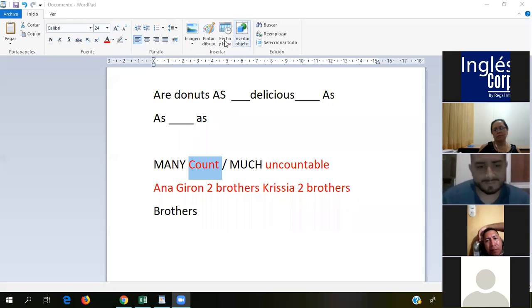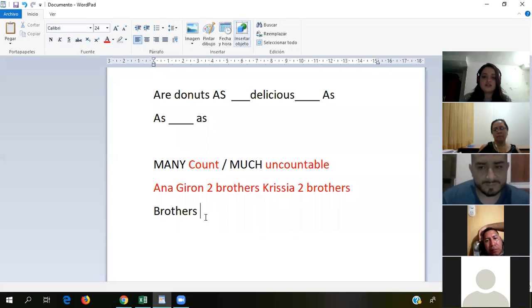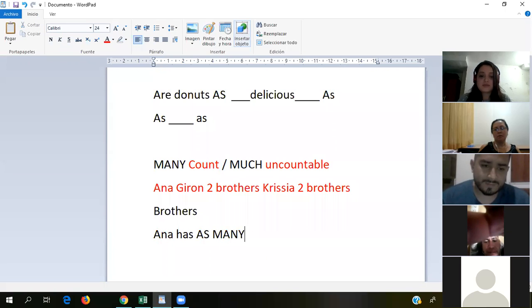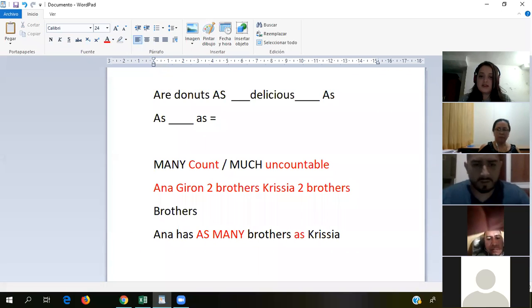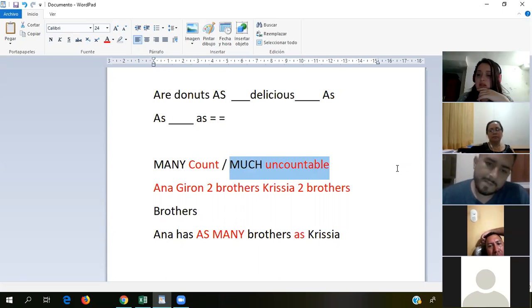As brother as Crisia. Two brothers. How many? Anna has as many brothers as Crisia. Más hermanos que Cristian. No, igual. As many brothers. How much?